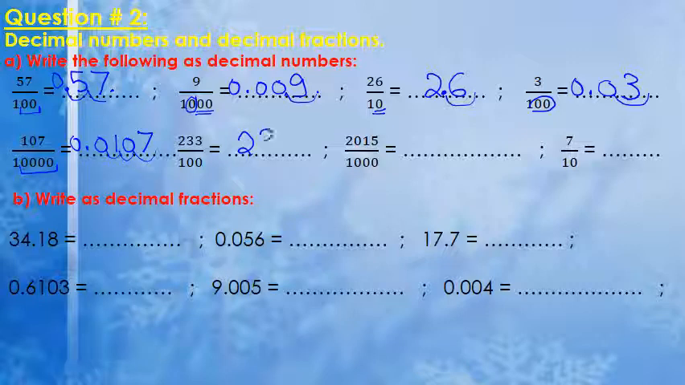233 over 100, we write 233. Because we have 2 zeros in the denominator, we should move to the left 2 digits: 1, 2, so we put the point.